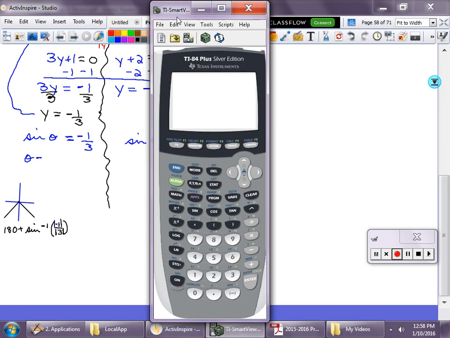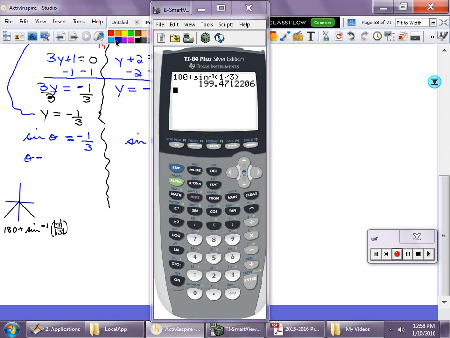And that is 180 plus second sine, parentheses, 1 divided by 3. Nice. Okay, and check, yes, this again, check your parameters or restrictions, and we have that theta is equal to 199.471 degrees. Let's box that in.